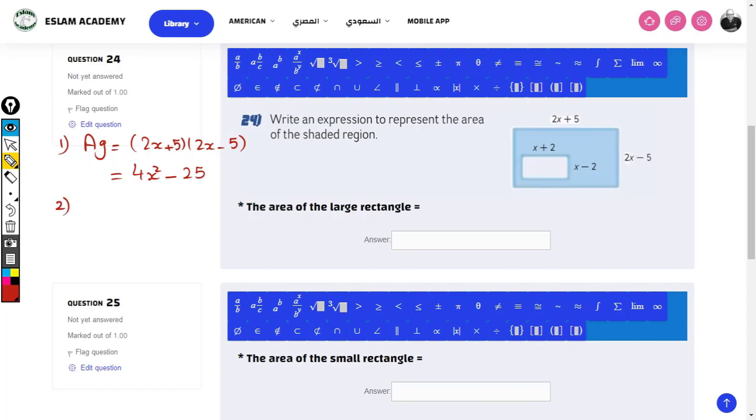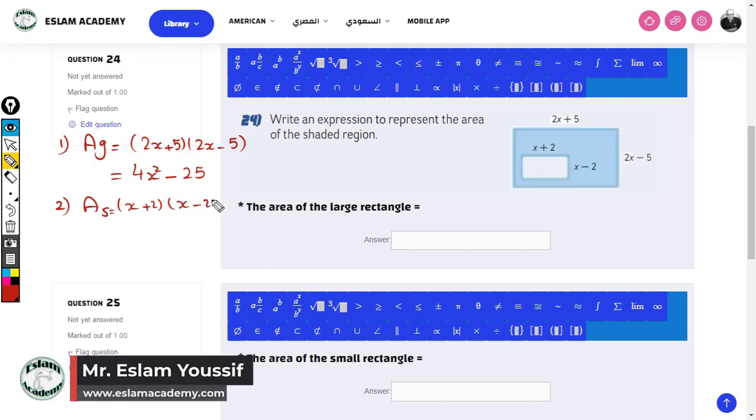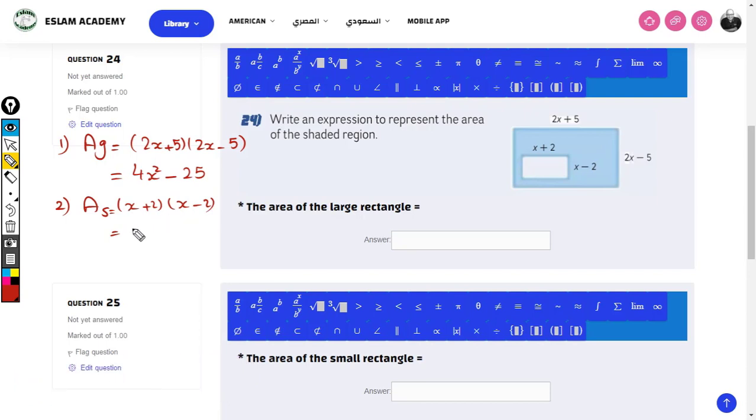The second step, find the area of the smallest. The smallest also is a rectangle, so we just multiply the length by the width, which is x plus 2 multiplied by x minus 2. Now you will find the same expression, but only the sign between them is different. Just multiply the first by the first, which is x to the power 2. Positive times negative equals negative. 2 times 2 equals 4.